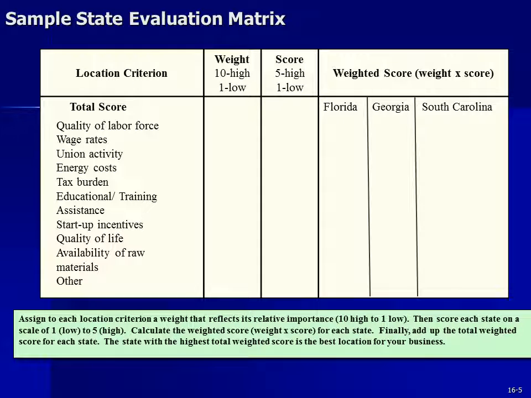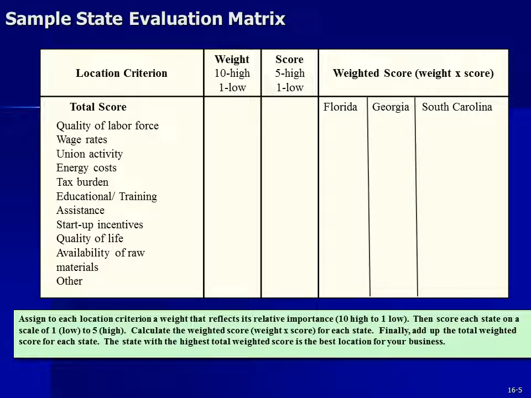Then this is a sample that I put in for the evaluation metrics. Suppose you want to choose a location from Florida, Georgia and South Carolina, then you have to put a score. Weight 10 means high, 1 means low, and score 5 means high, 1 means low. The first column lists the quality of labor force, wages rate, union activity, energy cost, tax burden, educational training assistance, startup incentives, quality of life, availability of raw materials and others.